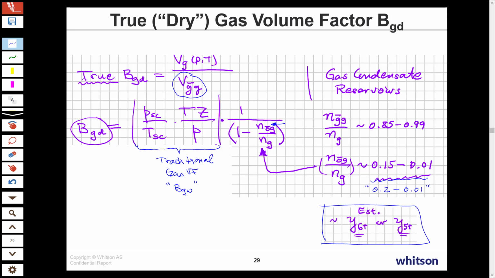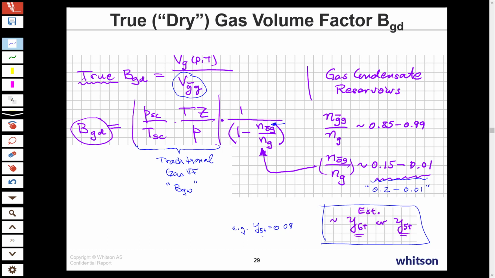And if you just look at the mole fraction, the mole fraction that's either C5 plus or C6 plus, don't really care. So for example, if you've got a gas with y of C5 plus equal to 0.08, that is going to be, rule of thumb, very close to what this number here should be.